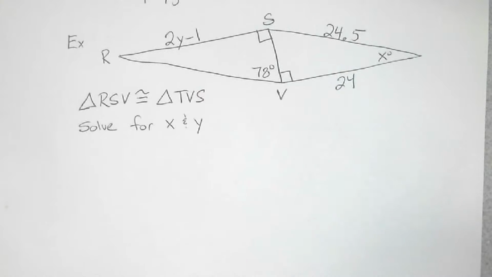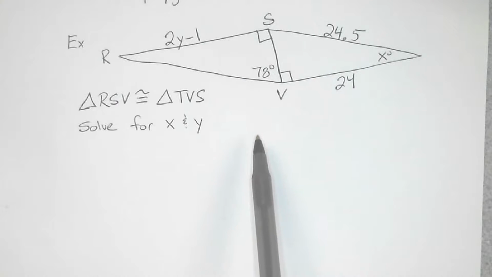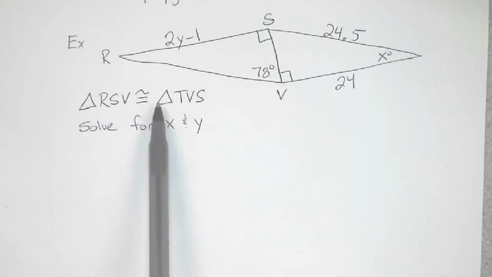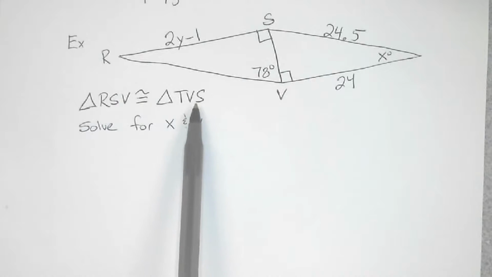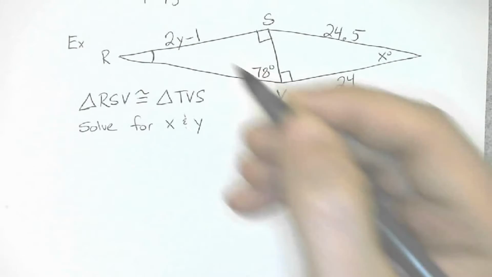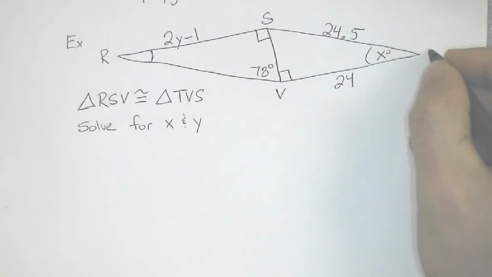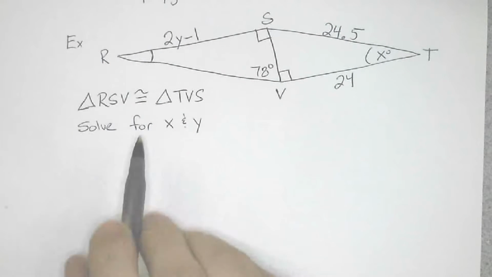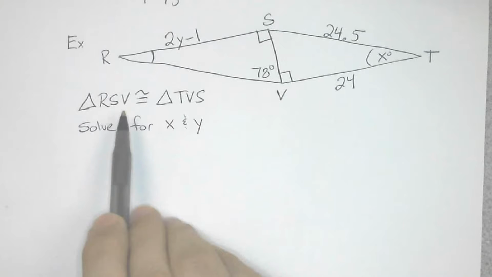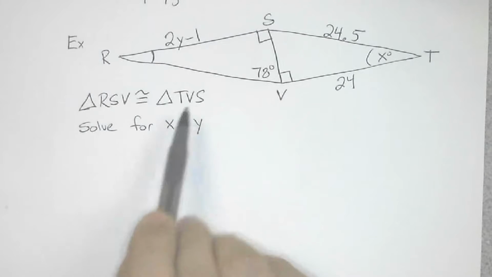So let's take a look at an example that would use this information. Here we have two triangles that are kind of back-to-back you can think of. And I'm telling you that triangle RSV is congruent to triangle TVS. Well, this tells us a bunch of things. It tells us that R corresponds with T. And it would have helped if I drew the letter there. Sorry about that. It also tells us S corresponds with V, and it also tells us that V corresponds with S.